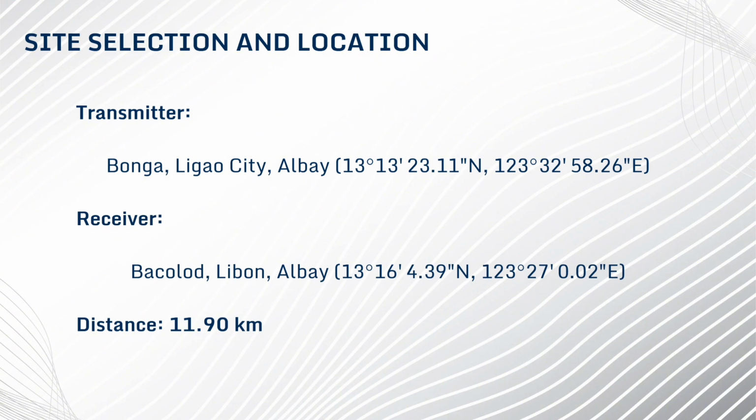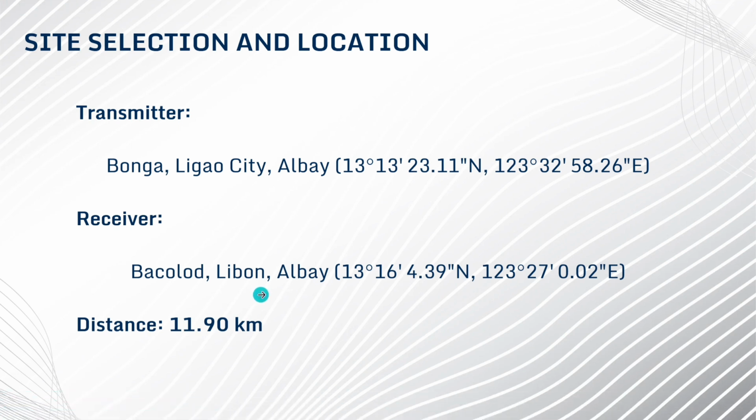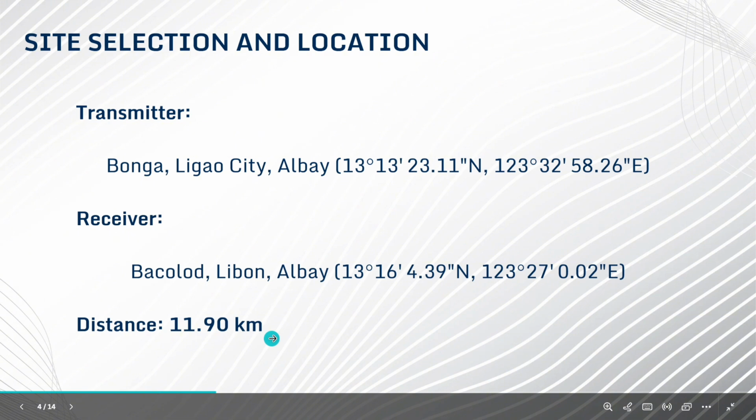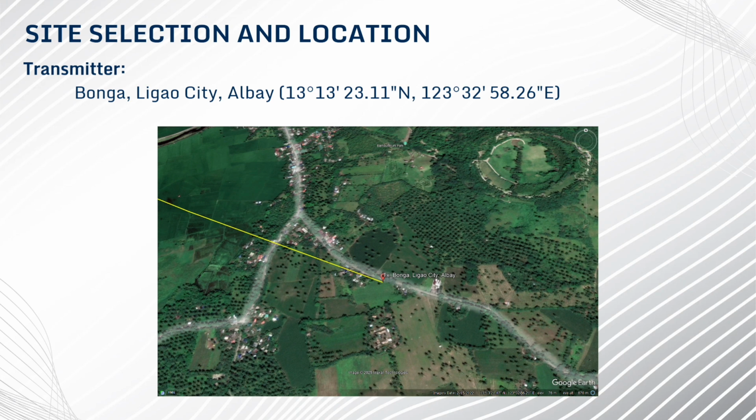Starting with the transmitter, it is located in Bongaligal City, Albay. The receiver is positioned in Bacolod, Liban, Albay. The total distance between the two points is 11.90 kilometers. Site selection and location.